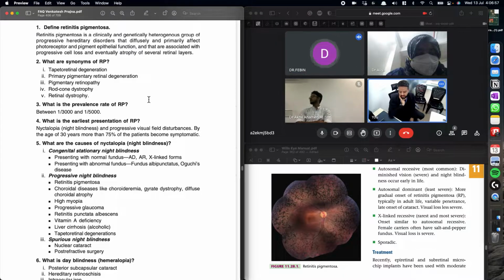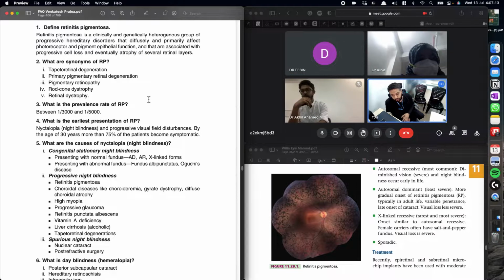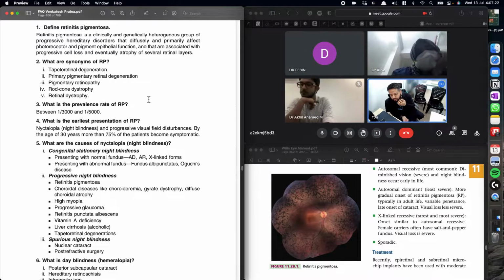Can you be a little louder, buddy? I can't hear you. Bony spicules are present, from the periphery towards the center. What did you say? From the periphery approaching towards the center. Okay. Probably it could be retinitis pigmentosa. Okay.